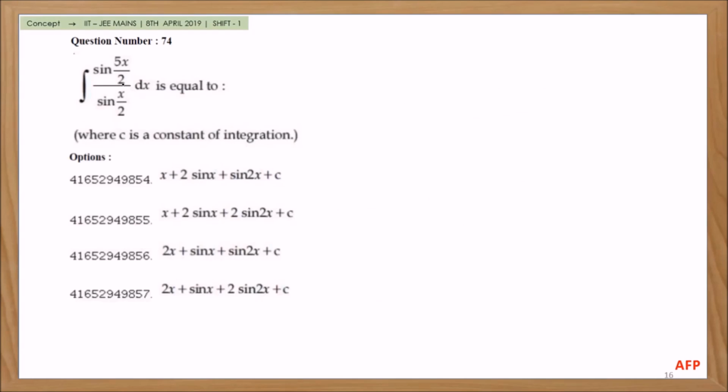Integration of sin(5x/2) divided by sin(x/2) dx. The numerator term we have to write in terms of the denominator. This 5x/2 we have to write in terms of x/2. So we can write 5x/2 as 2x plus x/2.